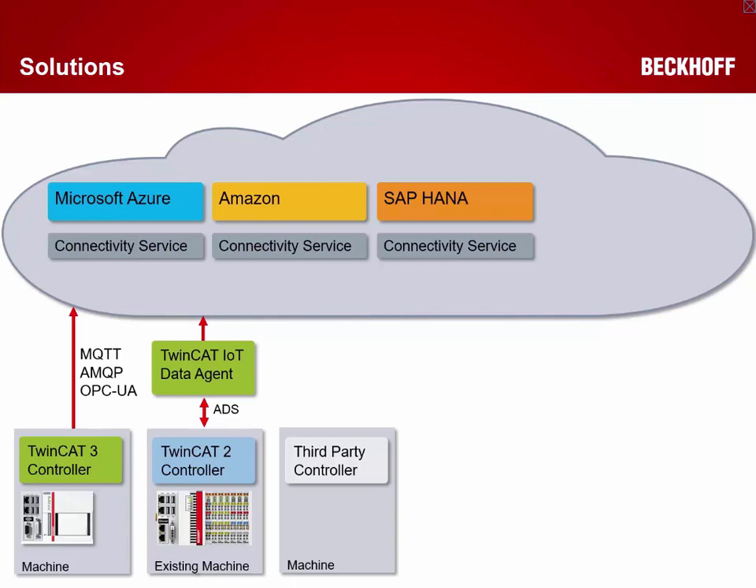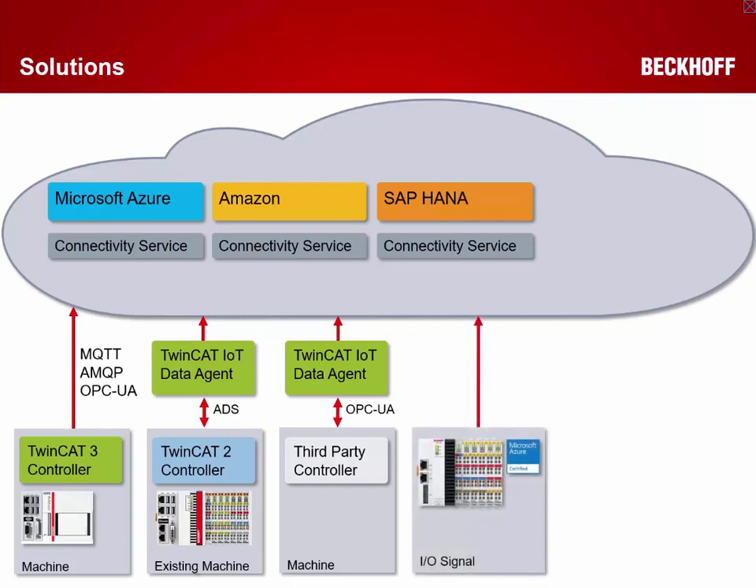But of course, we have also learned that you can use the IoT data agent to do OPC-UA communication to third-party devices. So if you have a third-party controller that has an OPC-UA server on board, you can use our IoT data agent to sample data from this third-party device and send this data to the cloud.